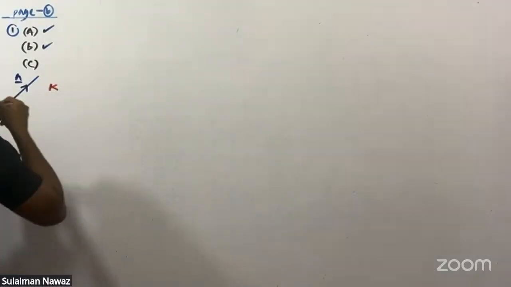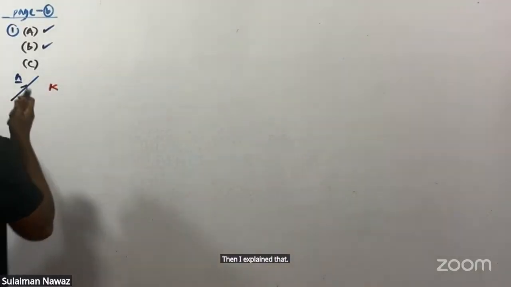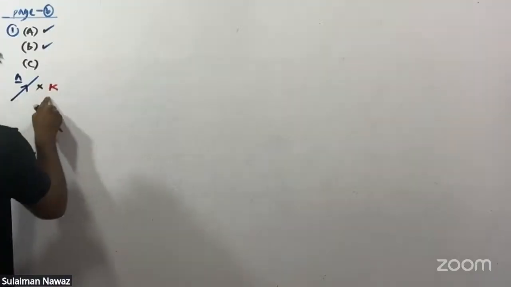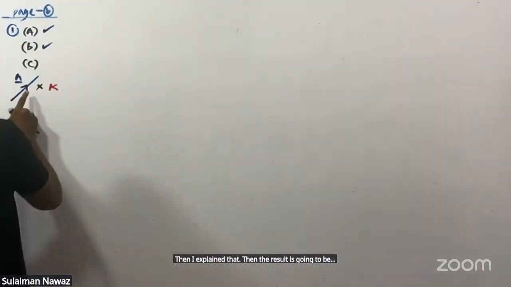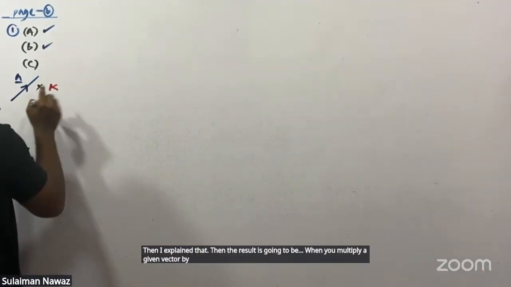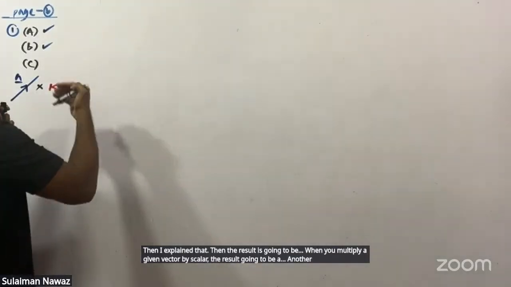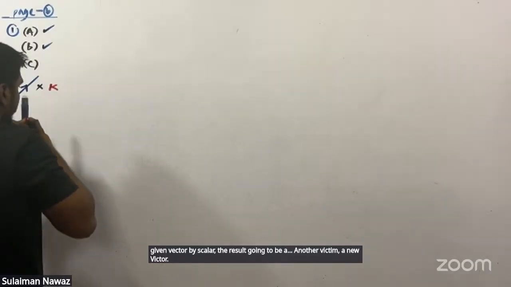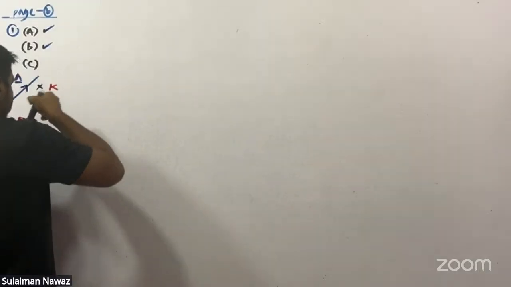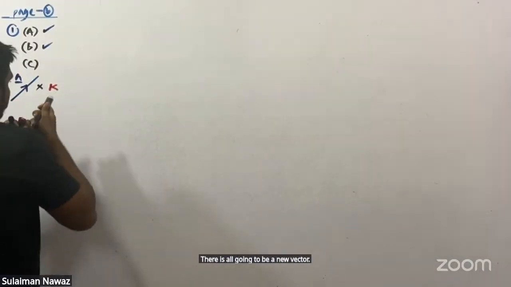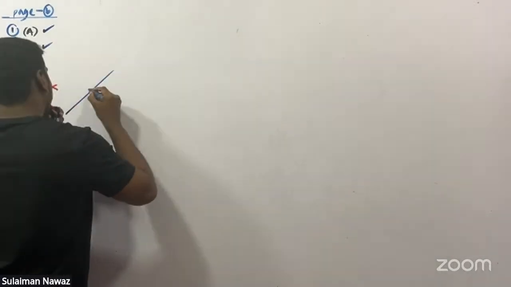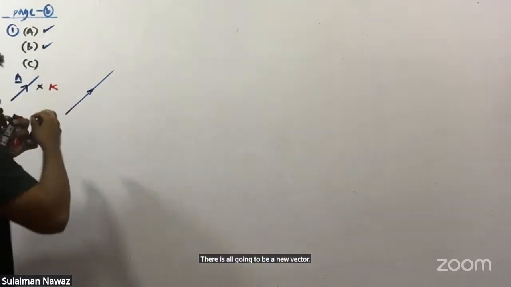Then I explained that when you multiply a given vector by a scalar, the result is going to be another vector, a new vector. The result is going to be a new vector.